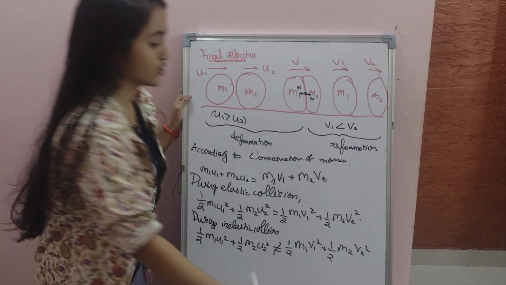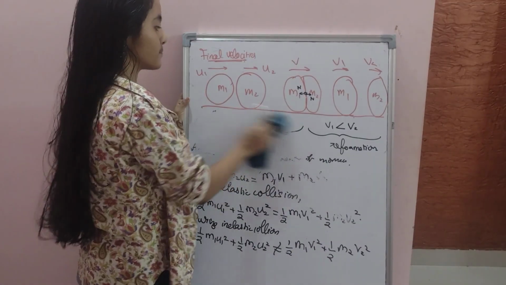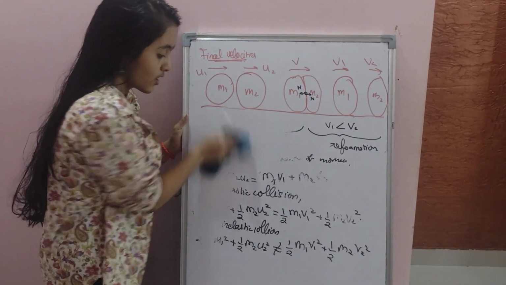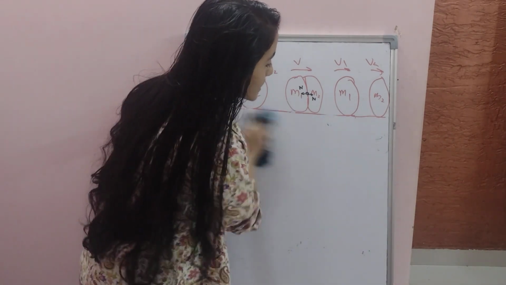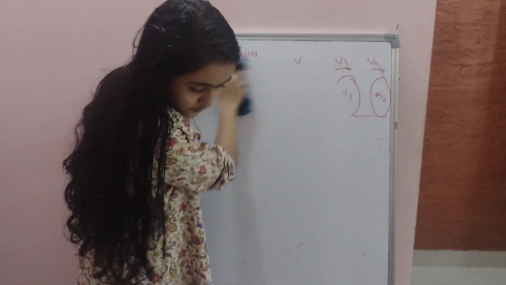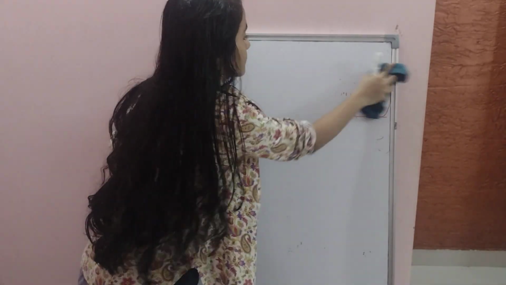For this purpose, a new term is introduced by Newton that is known as coefficient of restitution. So, now we will see a new part. We will come to this later. But now there is a new term that is known as coefficient of restitution.